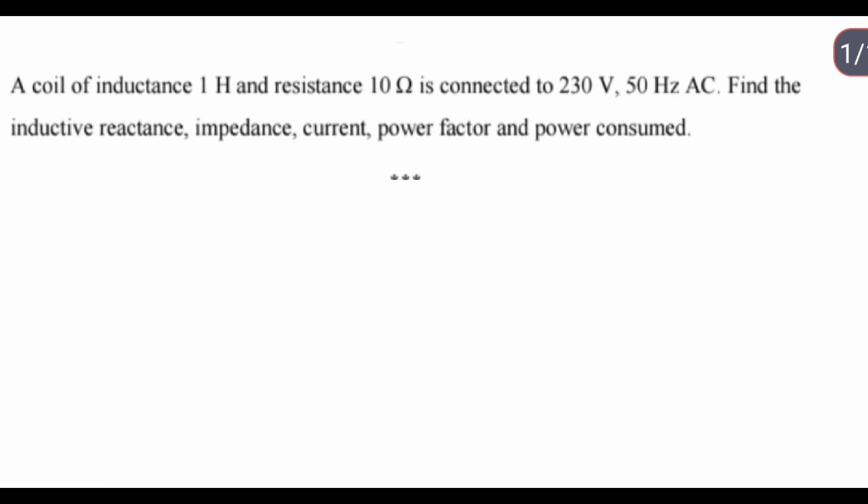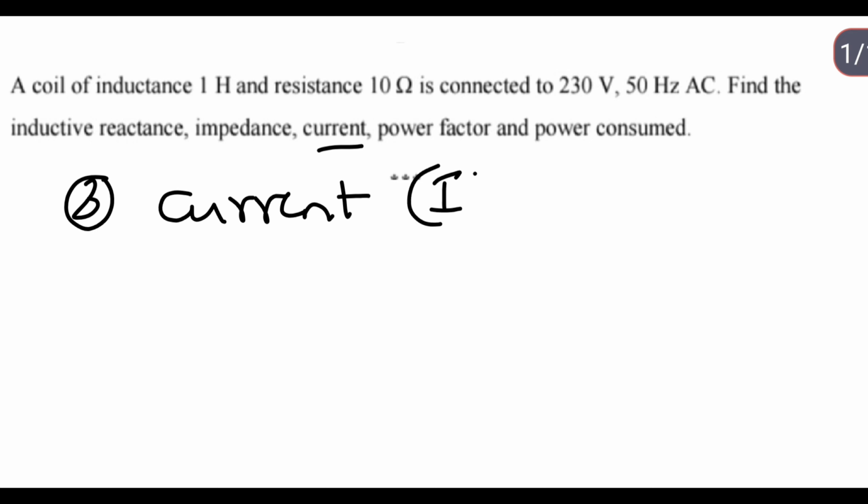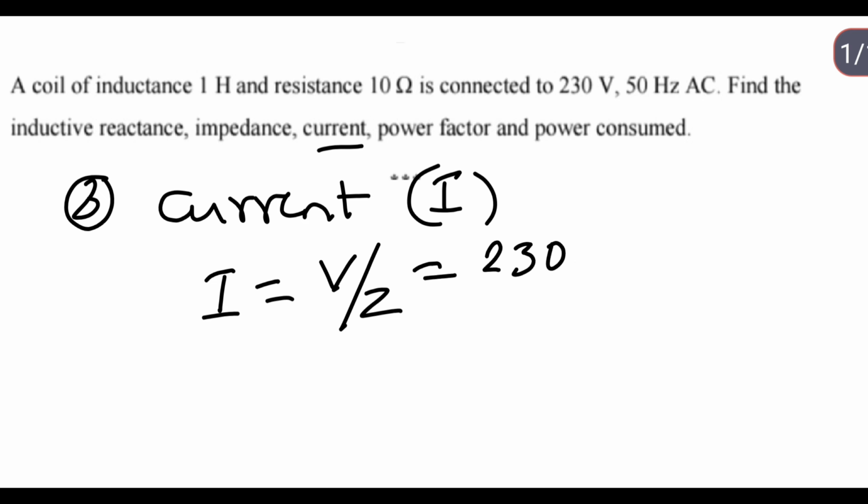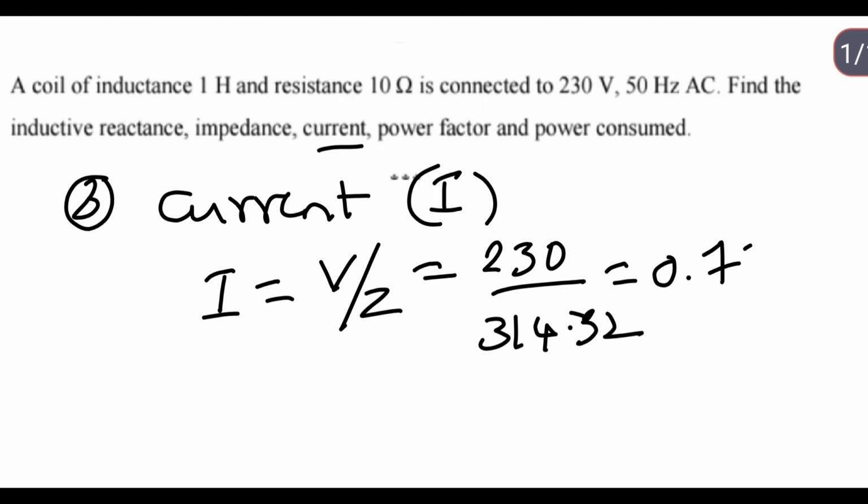Next is the current. Third is the current, which we represent as I. I is equal to V by Z. V is the given voltage, 230, divided by the Z we have calculated, 314.32. The final answer is 0.73 ampere.